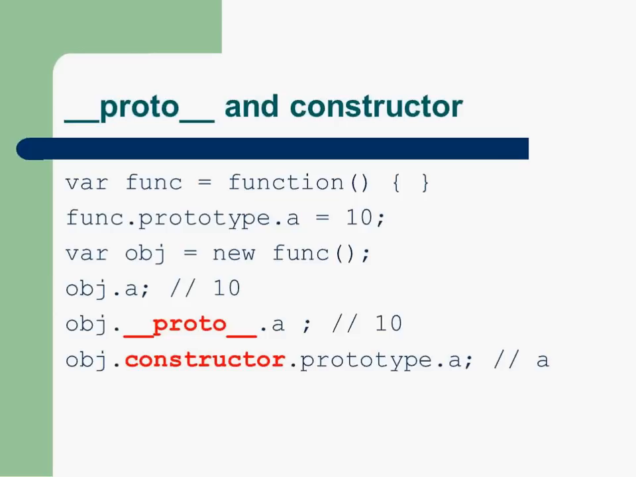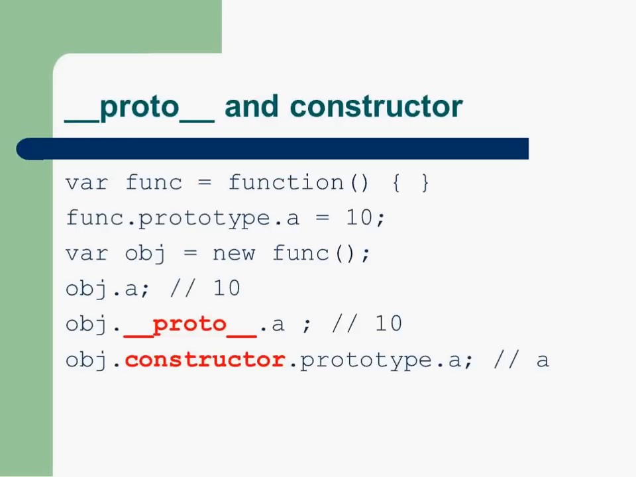First of all, these are object properties, not function properties. That is, they are instance properties, for example. And underscore proto is not available in IE. So let's see the code. We created one function. Then we added function dot prototype dot a equals 10. Then we created an object of that function. Now object a contains 10 because it's in the prototype.